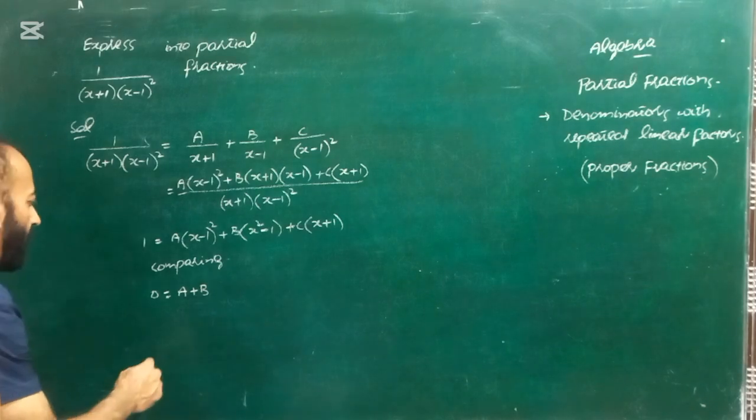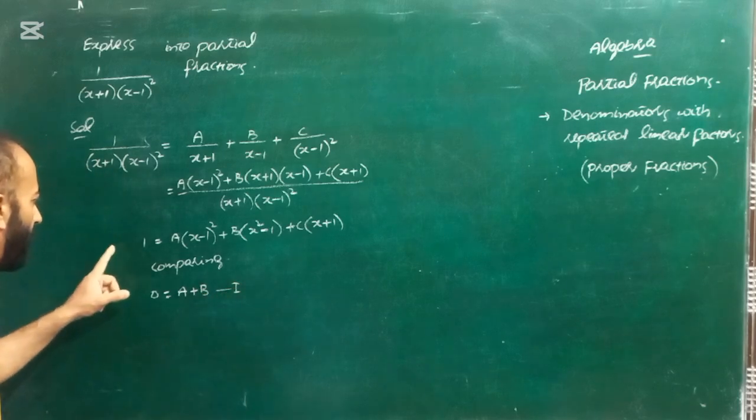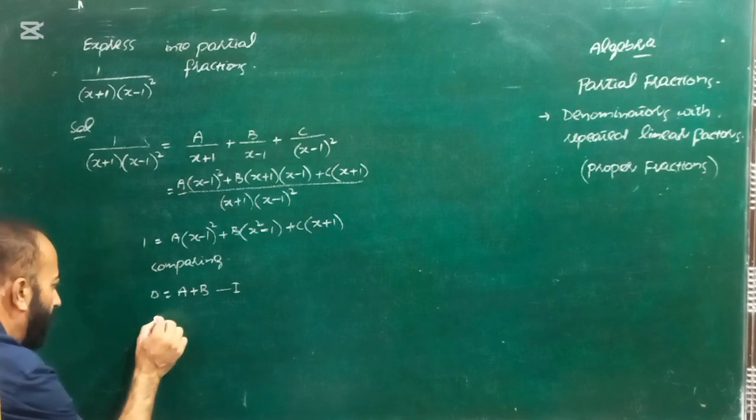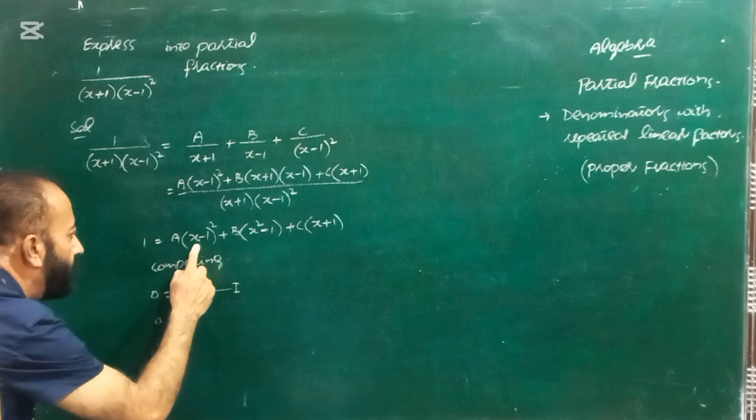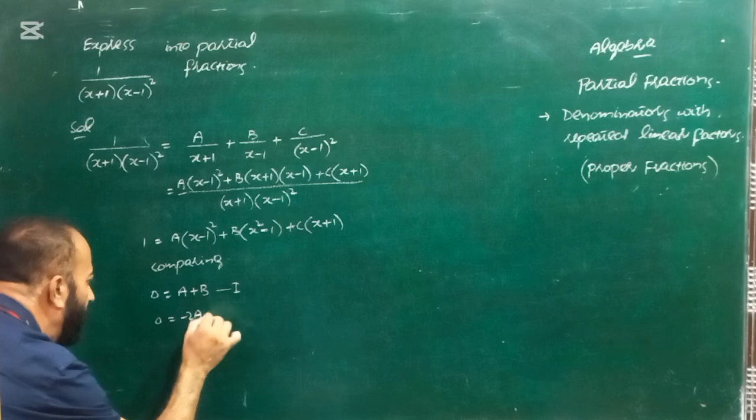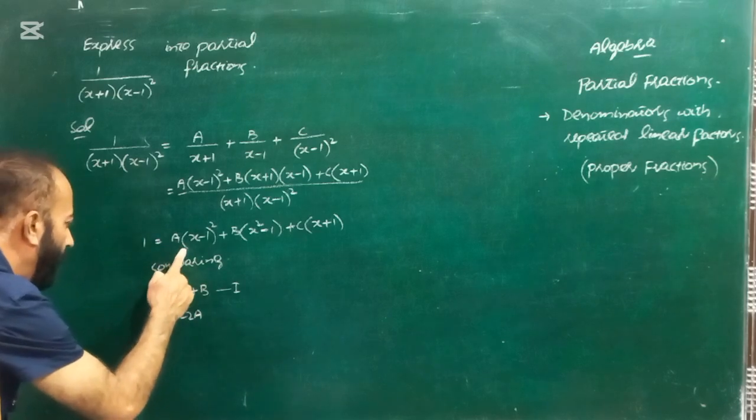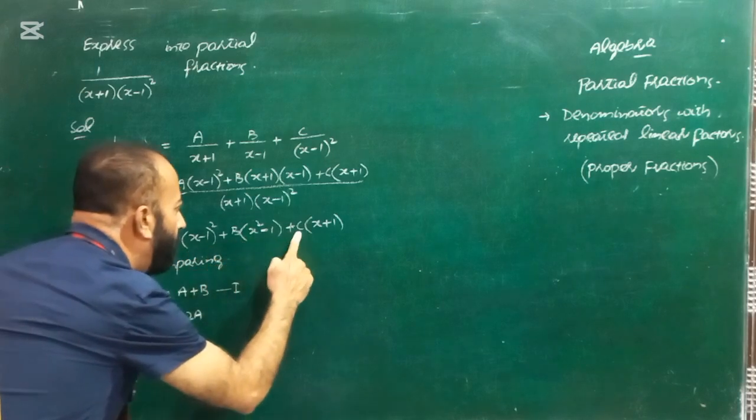This is called equation number 1. Now comparing coefficients of x. The x coefficient on the left hand side is 0, and on the right hand side, minus 2a will be the coefficient of x from this, and plus c.